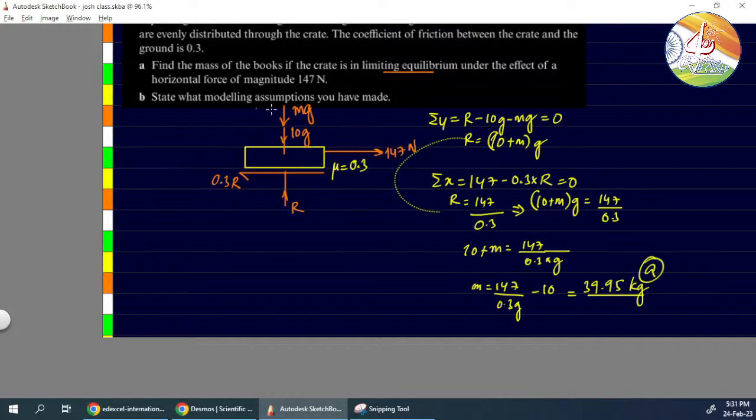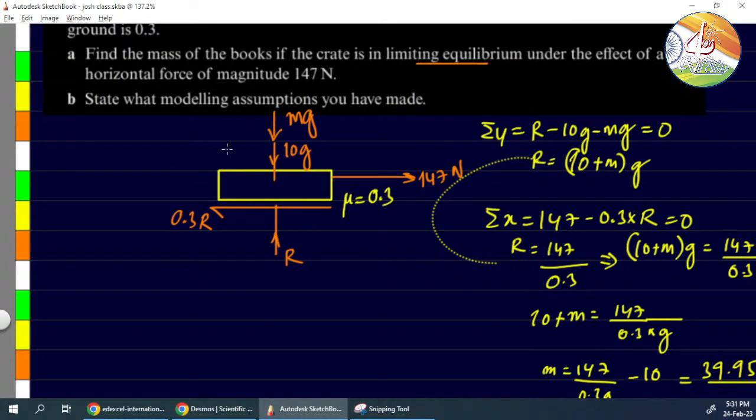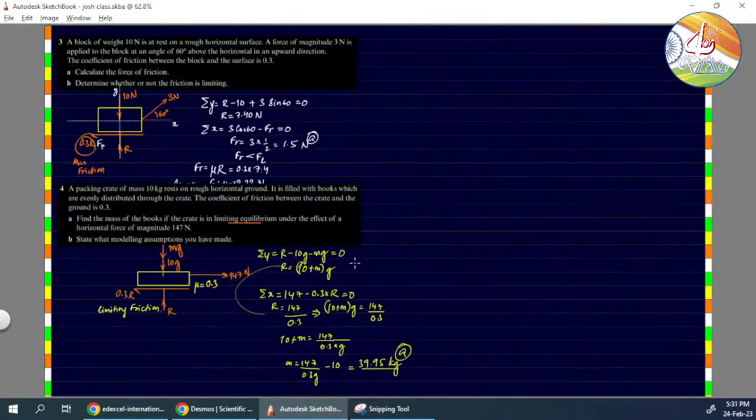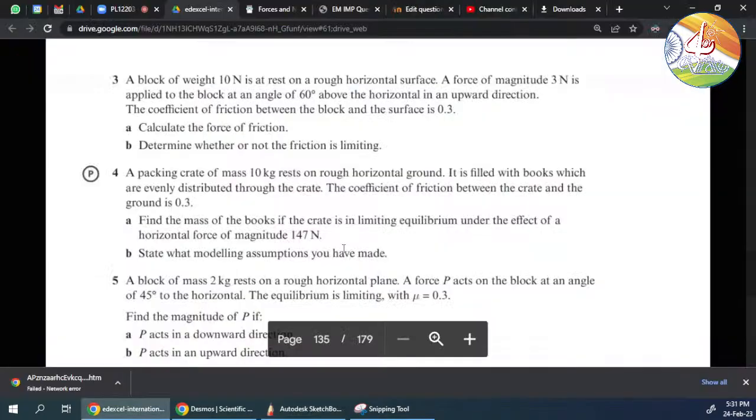Yes, sir. And state what modeling assumptions you have made. Okay. So what modeling assumptions have we made? He's already telling it is stationary. So normal reaction is normal to the surface. That is one assumption we made. And what other assumption? So this is the friction law, no? Mu into r is friction law, that is limiting friction. So that is another assumption we made. Okay, so this question is clear. Any doubt? No. Okay.